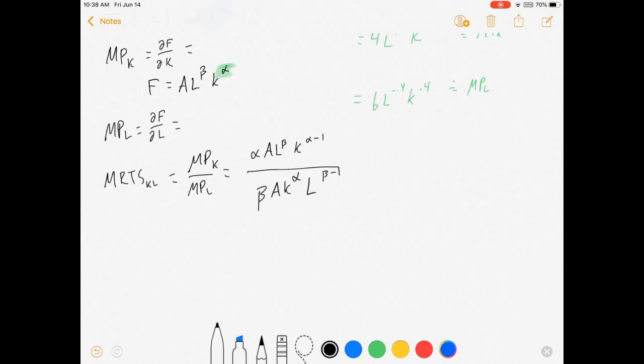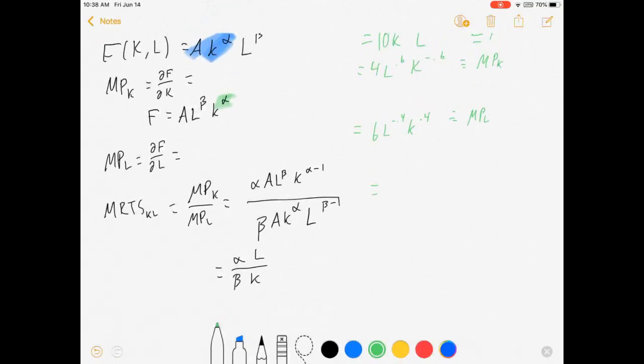It simplifies greatly to just alpha L over beta K. How does that come out in green? That's going to come out as being 2L over 3K.